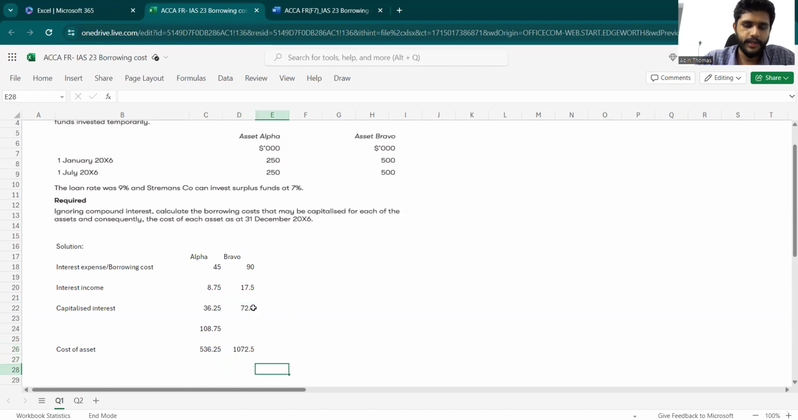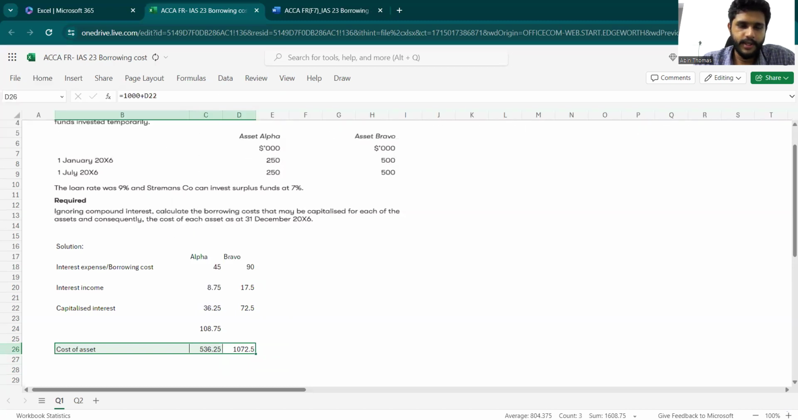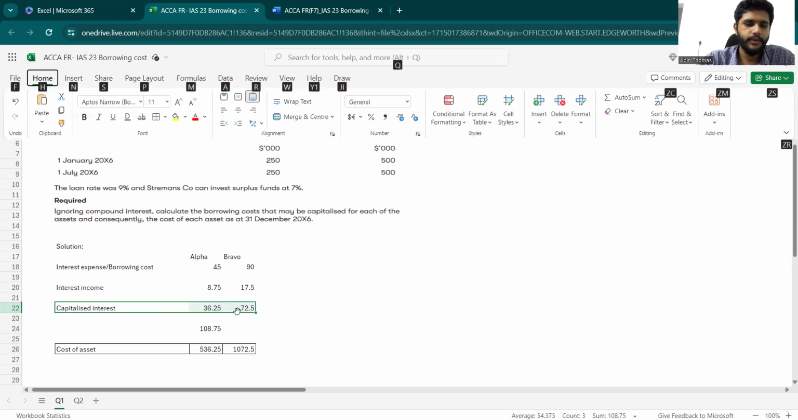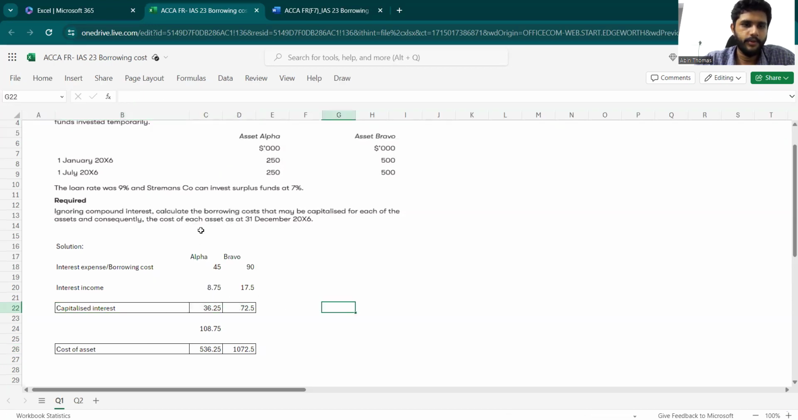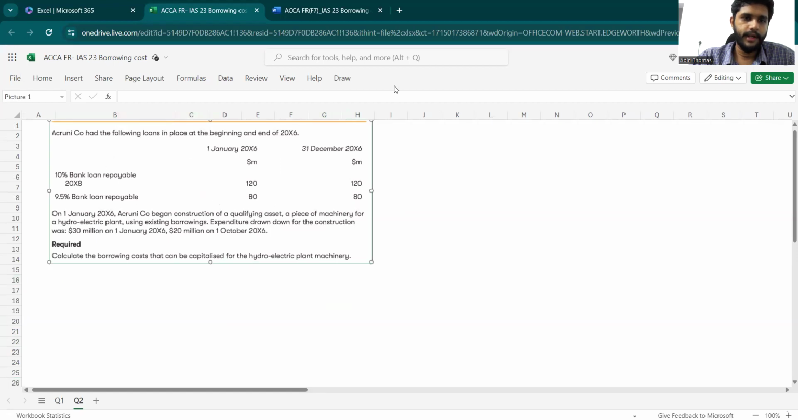So this should be the value of the asset at the period end. See, and this is the amount that we need to capitalize. So our 2 requirements are covered. I hope everyone has understood. And then we can move to our second question that is related to weighted average.